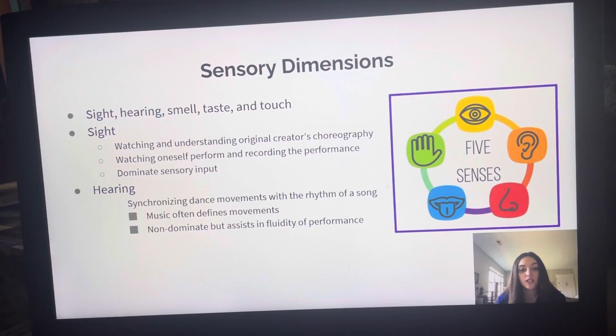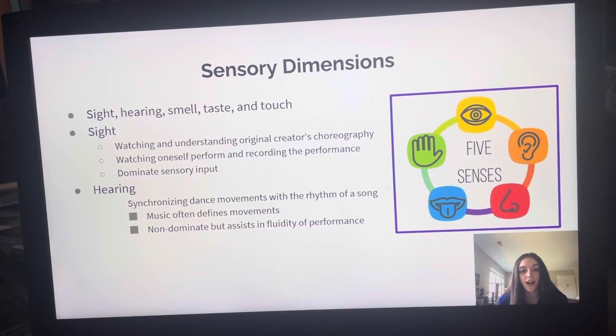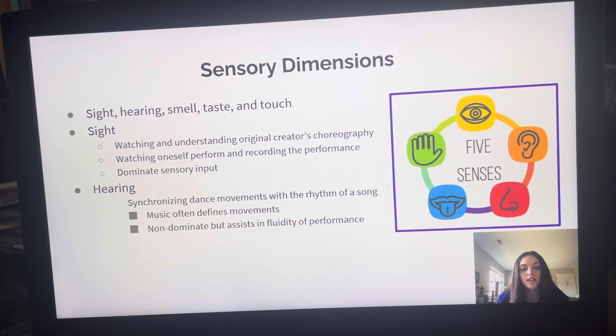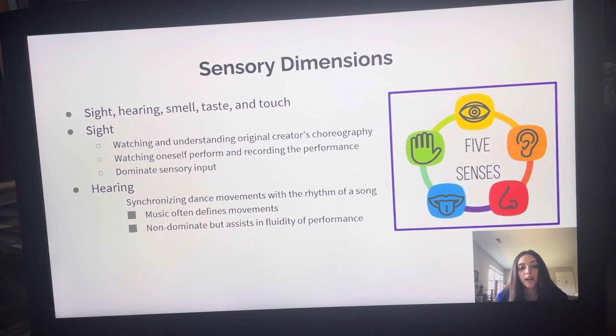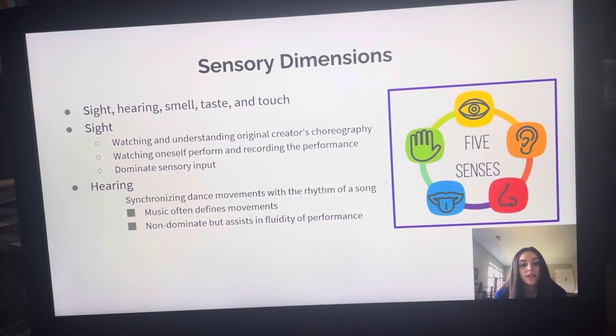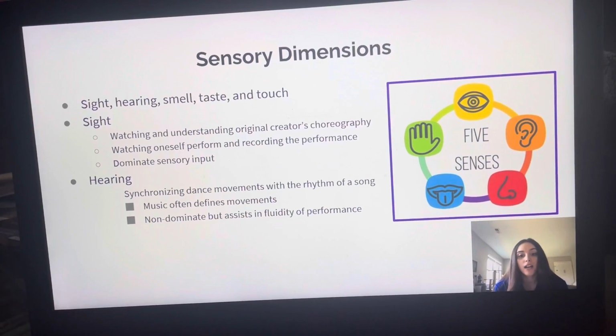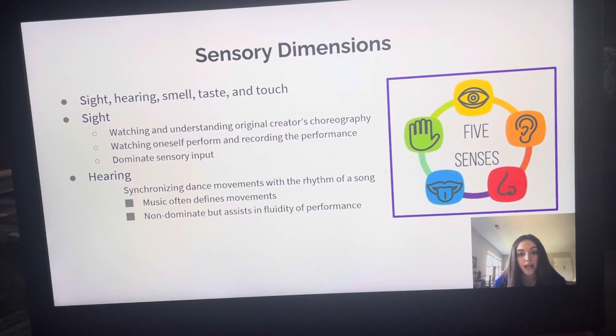The sensory dimensions of this activity can be broken down into the 5 senses: sight, hearing, smell, taste, and touch. Sight is going to be the most dominant sensory input in this task. It's required to be able to navigate the app, to watch other creators' choreography, to watch oneself perform the choreography and record oneself, as well as posting it to their page.